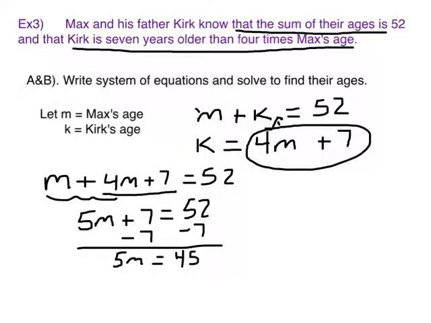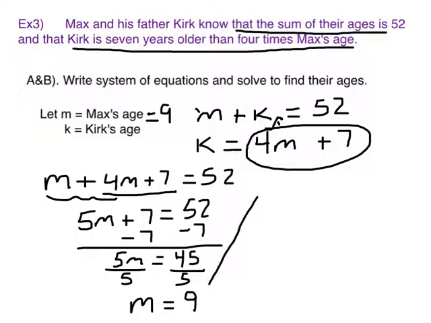And then divide by 5. So when you get there, you figure out that m is equal to 9. So we now know that Max here is 9 years old. Okay? But we don't know Kirk yet. Hence the substitution again. We substitute the one part in. Now we're going to take this m, put it in here. You got the other equation for K.